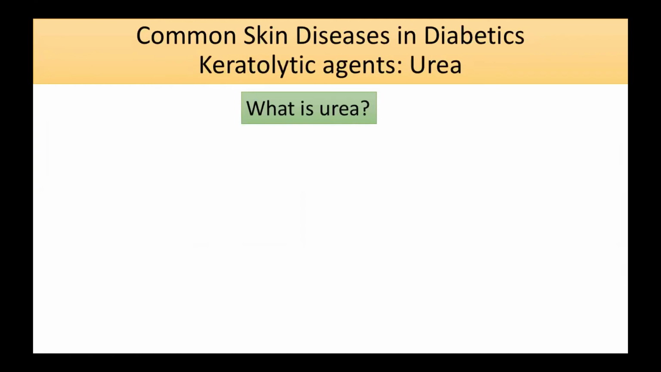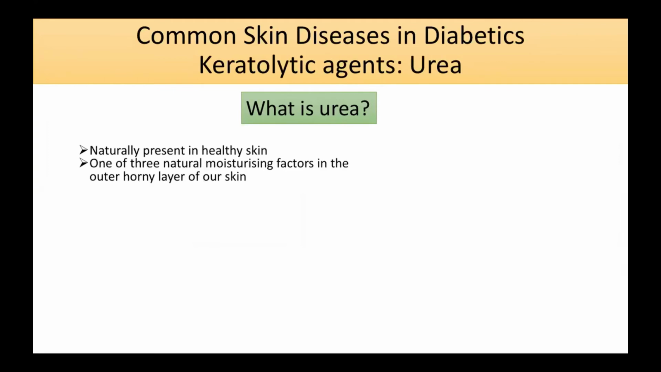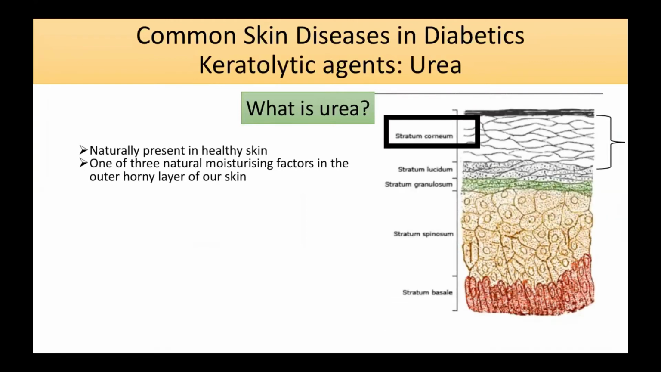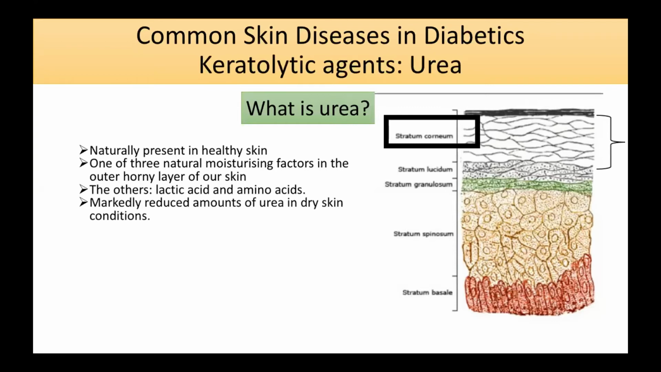And let's talk a bit about keratolytic agents, urea. What is urea? Urea is naturally present in our healthy skin and is one of the 3 natural moisturizing factors in the outer horny layer, which is called the stratum corneum of our skin. The other 2 are lactic acid and amino acid. They are markedly reduced, of course, in a dry skin condition, where you lack the natural moisturizing factor. That's why in dry skin, you have a lack of urea.